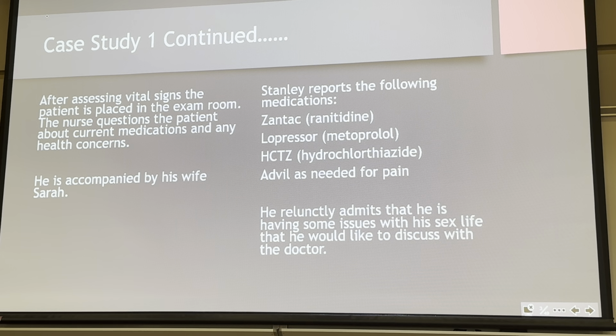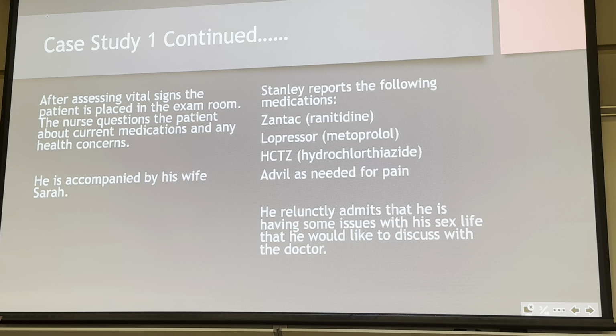Alright, so after assessing his vital signs, you do place him in the room. You ask about current medications, any health concerns. He's accompanied by his wife. He gives you his medication list. And this is usually how this happens. You're finishing up, and one of 2 things will happen. He doesn't mention it to you at all, and the doctor goes in, and then he acts like he told you when he really didn't, and you're like, he didn't tell me he was having erectile dysfunction, I'm so sorry. Or you're about to slip out that door, and he says, by the way, I need to talk about this.